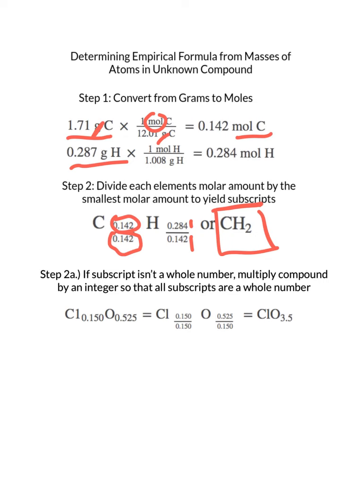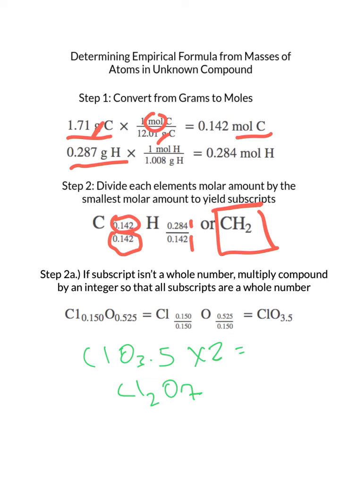So we have ClO3.5. What we have to do is multiply both by 2, and then we get Cl2O7, and that is our final empirical formula.